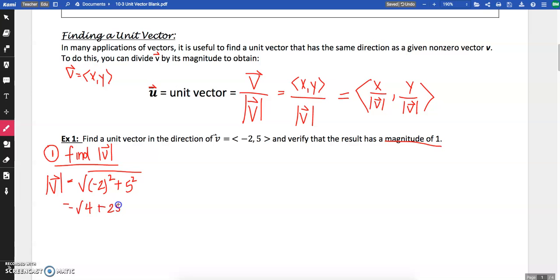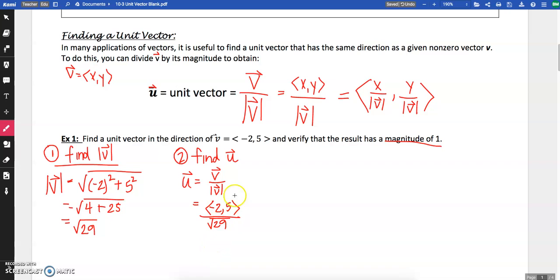So square root of 4 plus 25. So the magnitude is root 29. Step 2. Then I'm going to actually calculate my unit vector. So we're going to call it vector u. So remember, unit vector is vector v divided by its magnitude. So here's my vector, negative 2 comma 5 on top, divided by root 29.